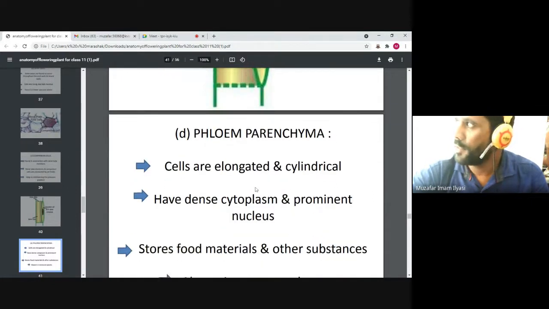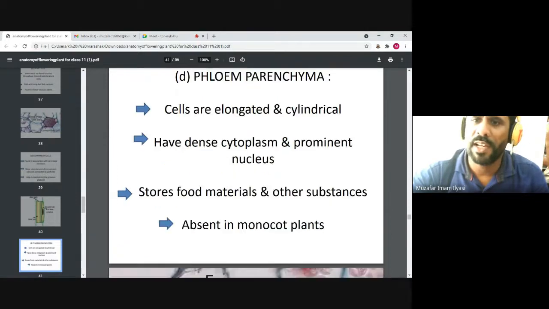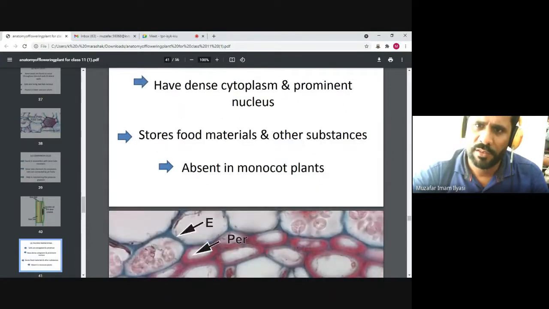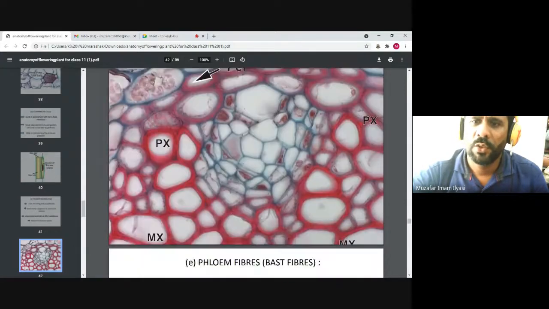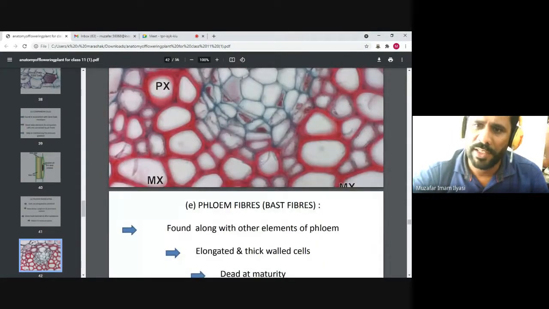Now, the fourth element: phloem parenchyma. Cells are elongated and cylindrical, have dense cytoplasm and a prominent nucleus. They store food materials and other substances, and are absent in monocot plants. You can observe this also in this slide.